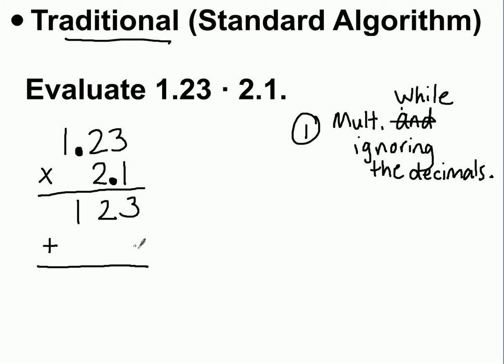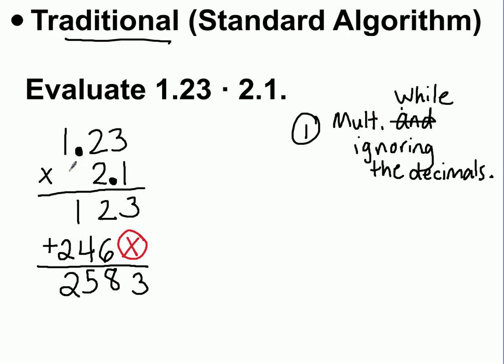And over here, you can leave it blank, or you can write a 0, or you can do this. Okay, that's what I do. 2 times 3. So now we have 2 times 3, which is 6. 2 times 2, which is 4. 2 times 1, which is 2. And then you add it up like this. So this is the answer without looking at the decimal points.